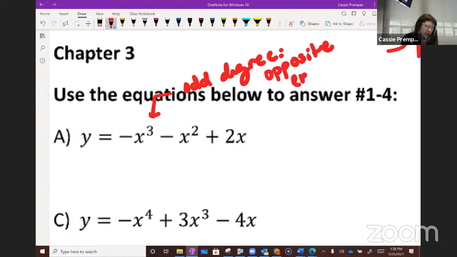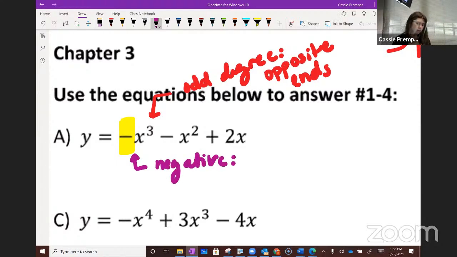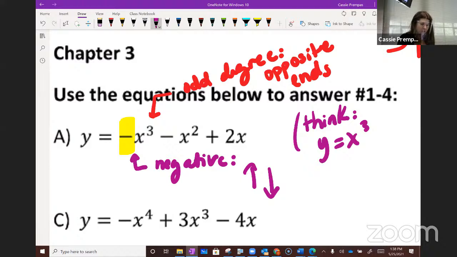It's either going to be up, down, or down, up, but the leading coefficient will tell you. So if the leading coefficient is negative, then which direction does it go? Down, up, or up, down? Up, down. The easiest one for me to remember, I like to think of y equals x cubed, because I know that one, and that one always goes like this. So the behavior starts down, ends up, and that's a positive x cubed. That's easiest for me to remember. So negative x cubed flips it upside down.